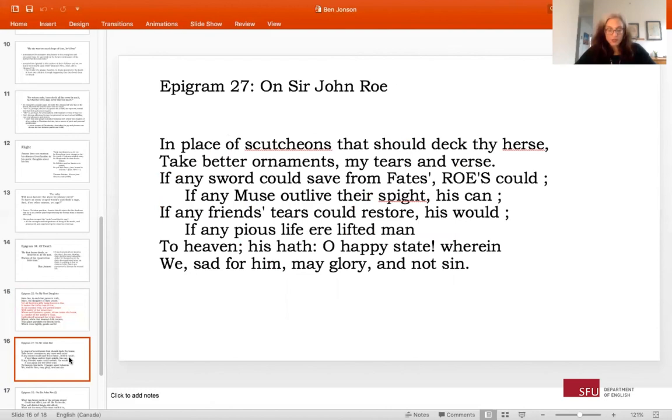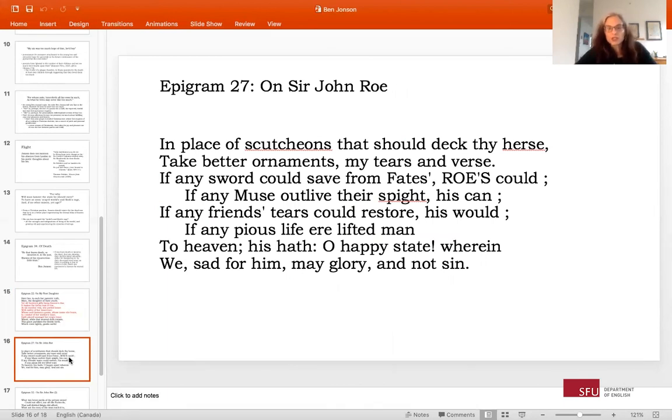Okay, let's move on and look at the poems about John Rowe. The poet's complicated response to the death of his loved ones is also apparent in the epigrams of John Rowe, that friend who died of plague in his arms. And his first poem to John Rowe, Epigram 27, offers some of the conventions of Christian consolation. So I'll read.